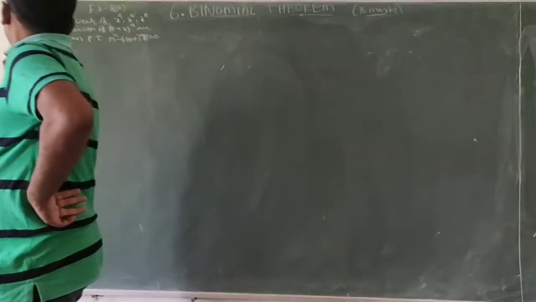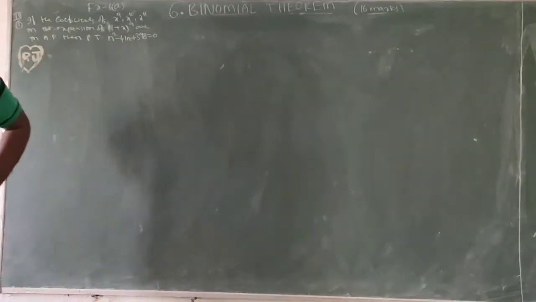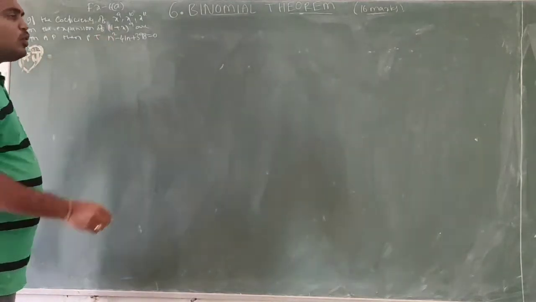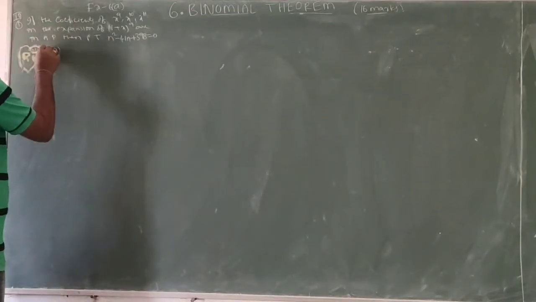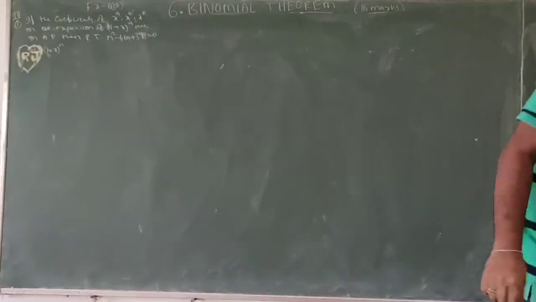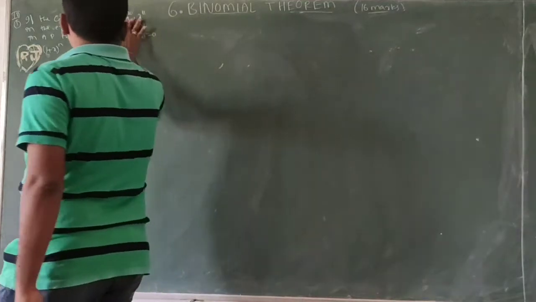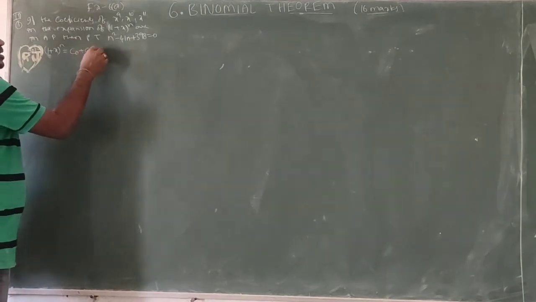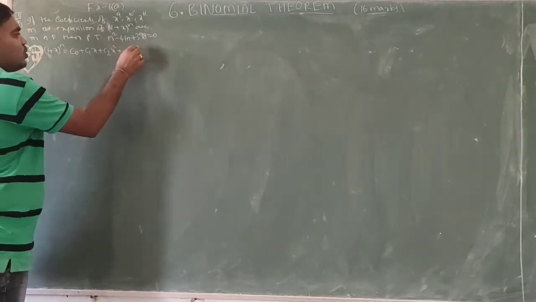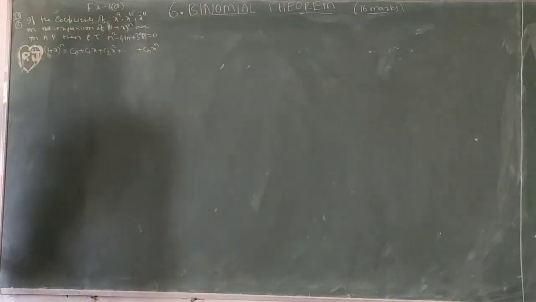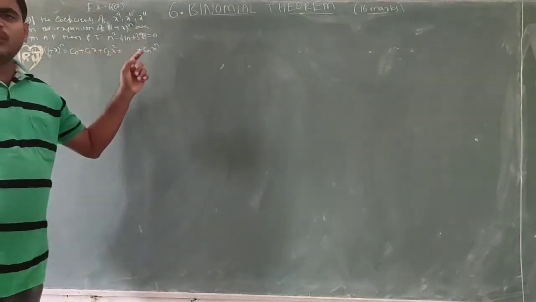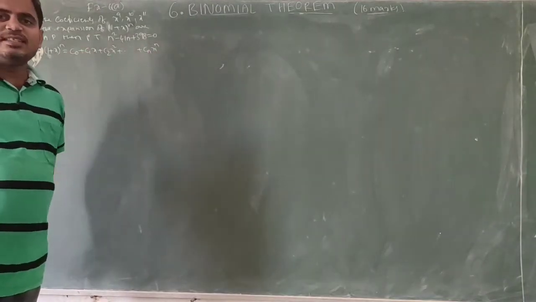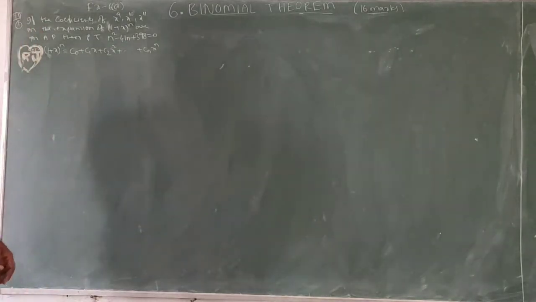Okay, now, the coefficients of x power 9, x power 10, x power 11 are in AP. First, solution: in the expansion of (1 plus x) whole power n, not 9, which is equal to c0 plus c1x plus c2x square plus up to so on plus cn x power n. This is the standard binomial expansion.